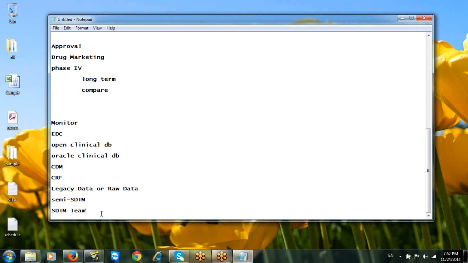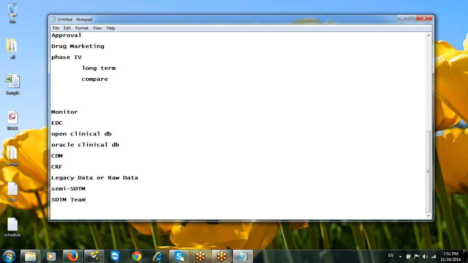Once we have prepared the SDTM tables, that information will be sent to the ADaM team. We used to have a separate team who will work on the SDTM, and a separate team who will work on the ADaM data sets. But this is a chain. If the SDTM tables do not exist, then we cannot prepare ADaM data sets.